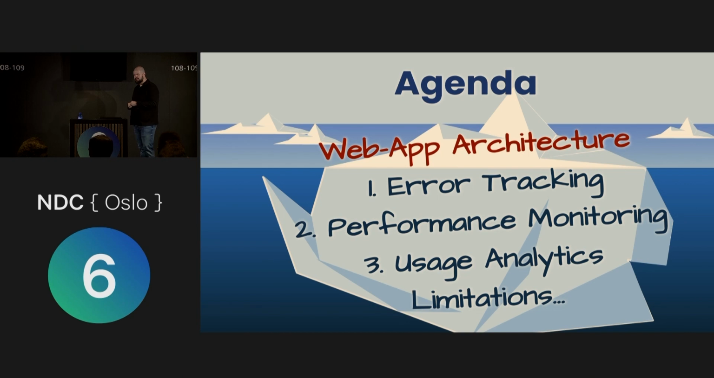And so we're going to look at 5 things today. First, just to level set, we're going to briefly talk about the architecture of a web application, just so that we're all on the same page. Then we're going to look at exception and error tracking, performance monitoring, and usage analytics, which are 3 really important common tools for monitoring client-side applications, and how they interact together to give us better observability. And finally, we'll talk about the limitations that we deal with on the client side. Does that sound good?